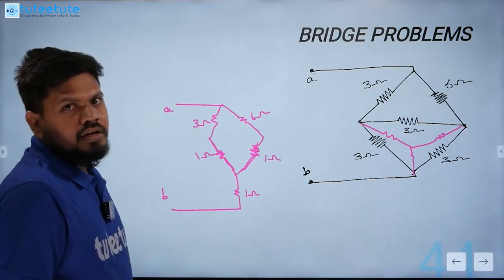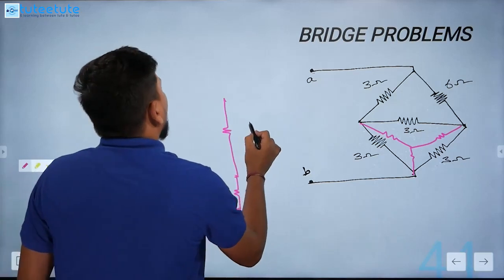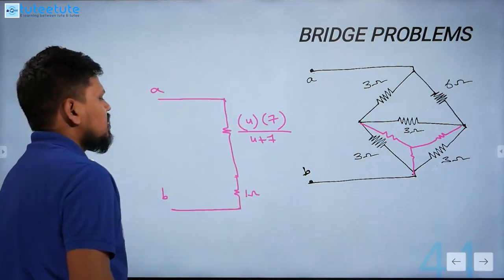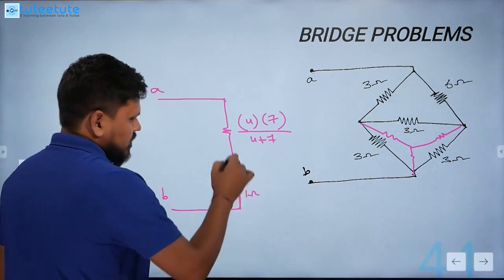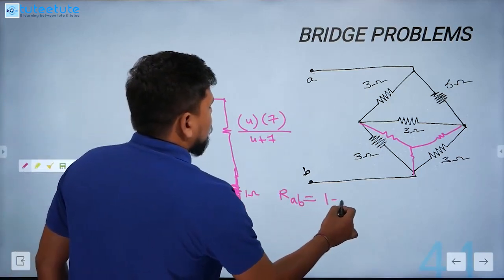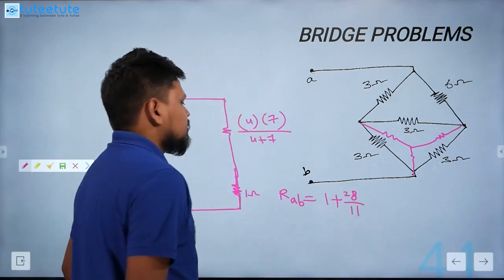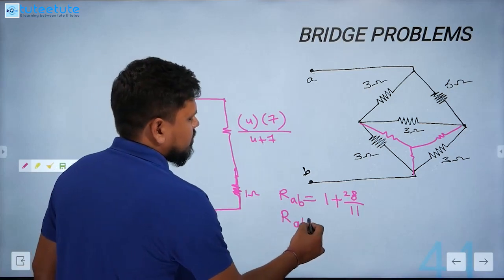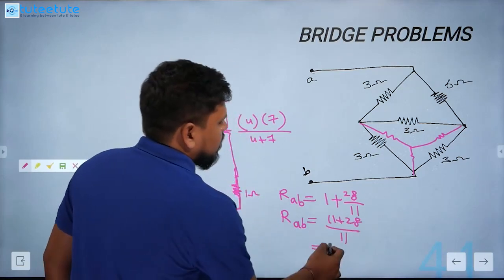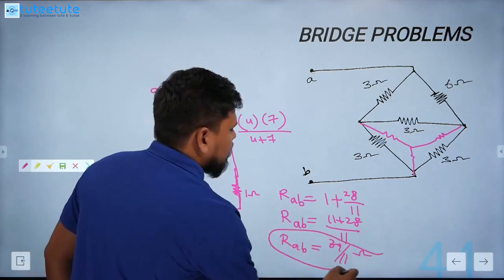So, 4 and 7 are connected in parallel. If you take the equivalent, you will get a single resistance as 4 into 7 divided by 4 plus 7, between the terminals A and B, and one more resistance of 1 ohm is there. Now these two are connected in series, right, so we have to add these two. RAB equals 1 plus 28 by 11. If you simplify again, just you can calculate, otherwise you can leave. So, 11 plus 28 divided by 11, so 39 by 11 ohms. RAB equals 39 by 11 ohms.